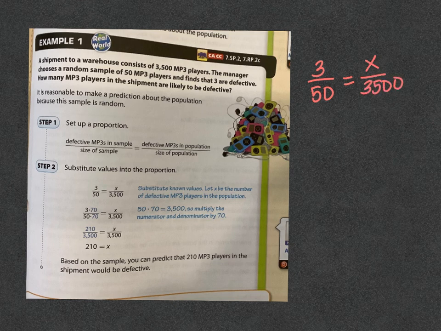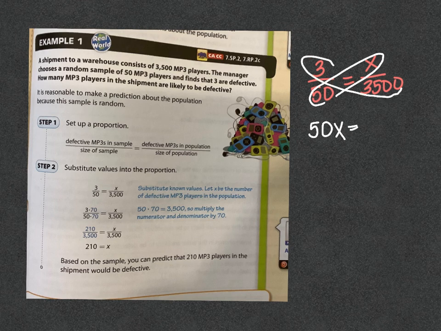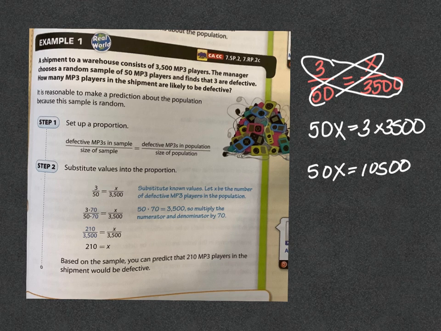Let's say I didn't notice that. Then I would just say, all right, because remember, if this says it's equal, then I can prove it by multiplying these two will equal multiplying these two. So I'm using that to my advantage. I'm going to do 50 times x, which is just going to be 50x for right now. And 3 times 3,500 is going to be 10,500. Now I have a one-step equation.